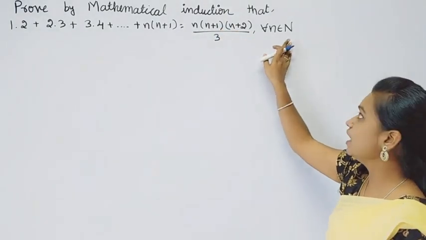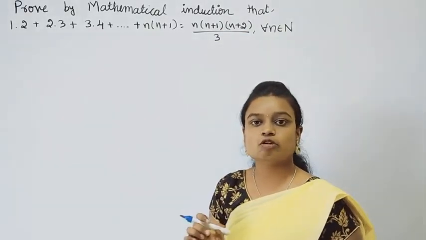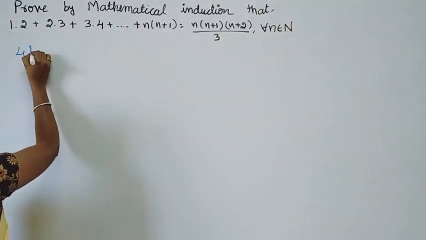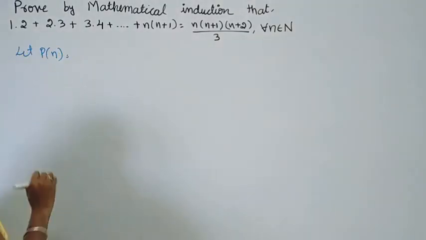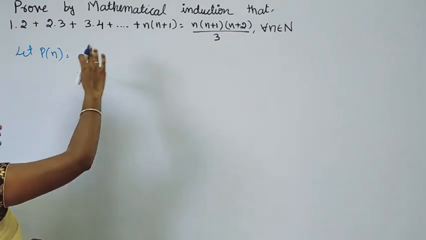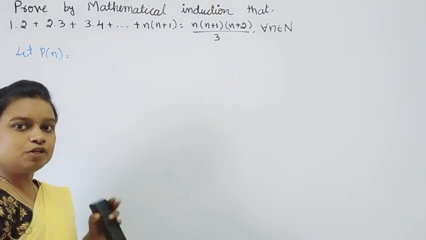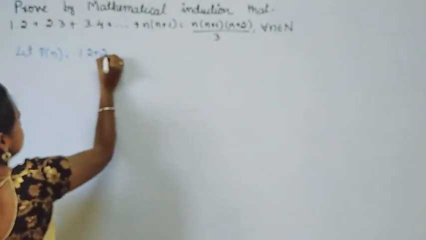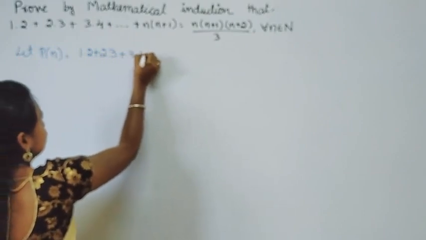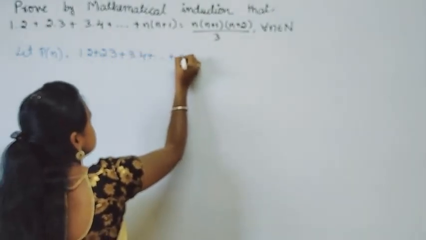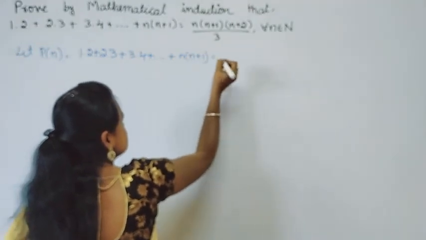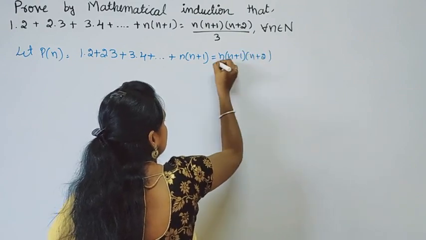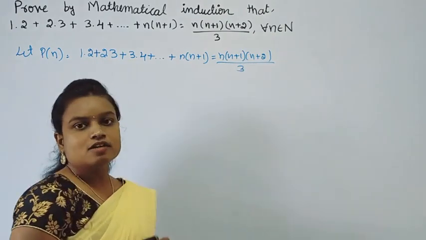divided by 3 for all n belongs to N. N means the set of all natural numbers. So what is the first step? Let P of n be the given statement: 1 into 2 plus 2 into 3 plus 3 into 4 plus etc. plus n into n plus 1 is equal to n into n plus 1 into n plus 2, whole divided by 3. This is our first step.